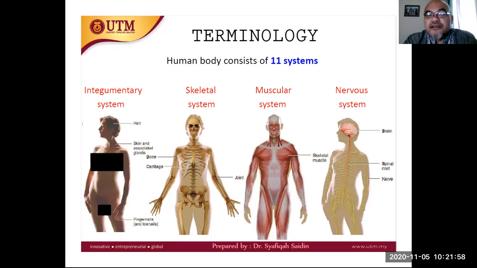Muscular system, usually the diagnostic is conducted using electromyography, one of the gold standard, the surface electromyography. They also use sometimes needle electromyography, invasive electromyography. The nervous system, the diagnostic can be done, for example, using EEG, electroencephalography, while for the peripheral nerve and the central nerve, they use EMG as well.